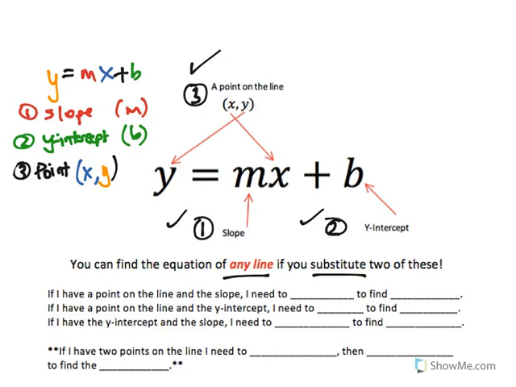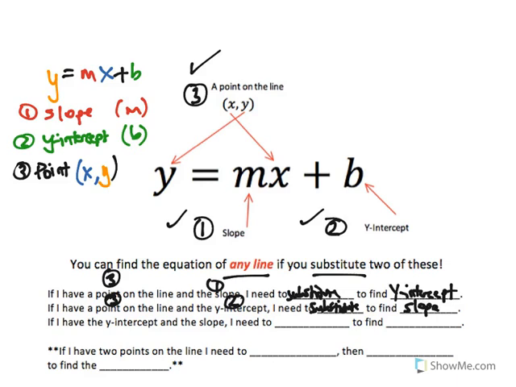So if I have a point on the line, which is the third piece, and I have the slope, which is the first piece, I need to substitute to find the second piece, which is the y-intercept. So I have three pieces to work with. If I have two, I can find the third. If I have a point on the line and the y-intercept, I need to substitute to find the slope.